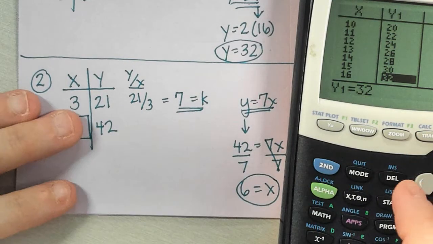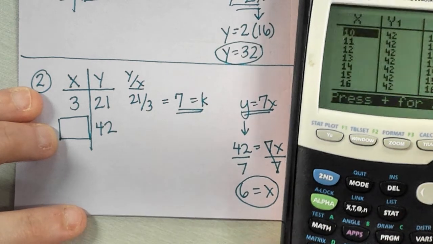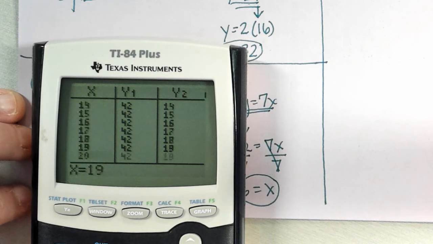In the calculator, I could do the same thing. I could say 42 equals 7x. I look at the table, and since they're equal, I want to find the row where they're the same. So I just get my scroll on. Did I already miss it? No.